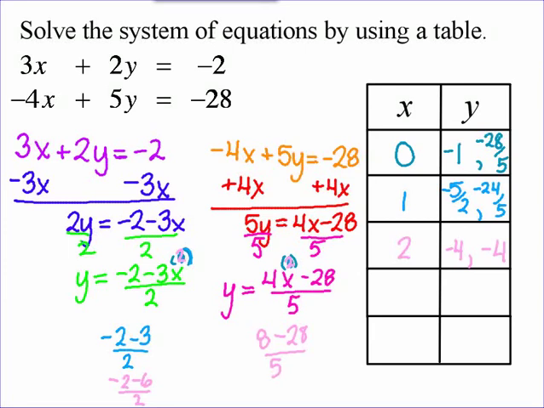Okay, so what is our solution? The solution is 2, negative 4. So just as in GeoGebra, when you plotted those, the solution was a point. The solution here is a point.